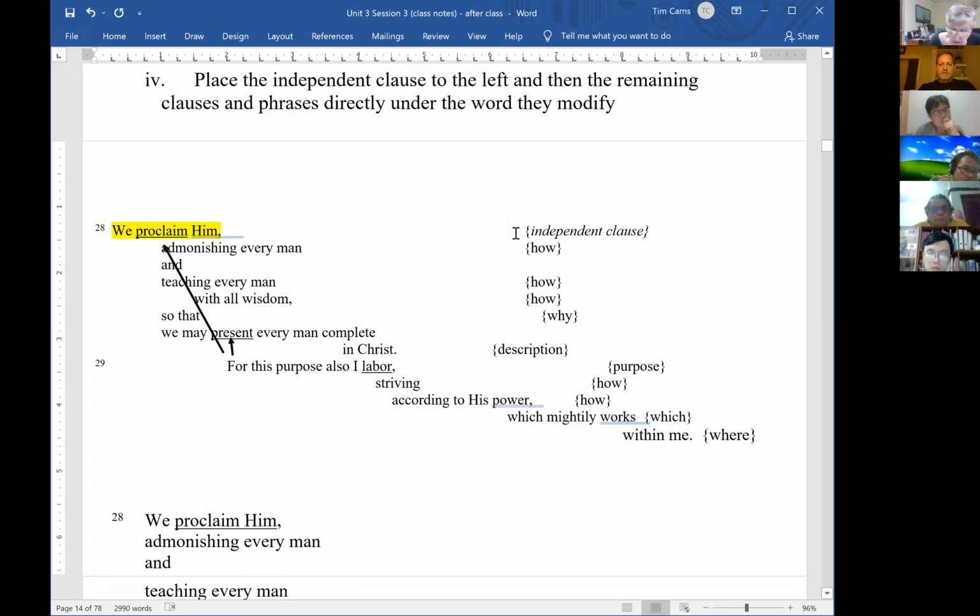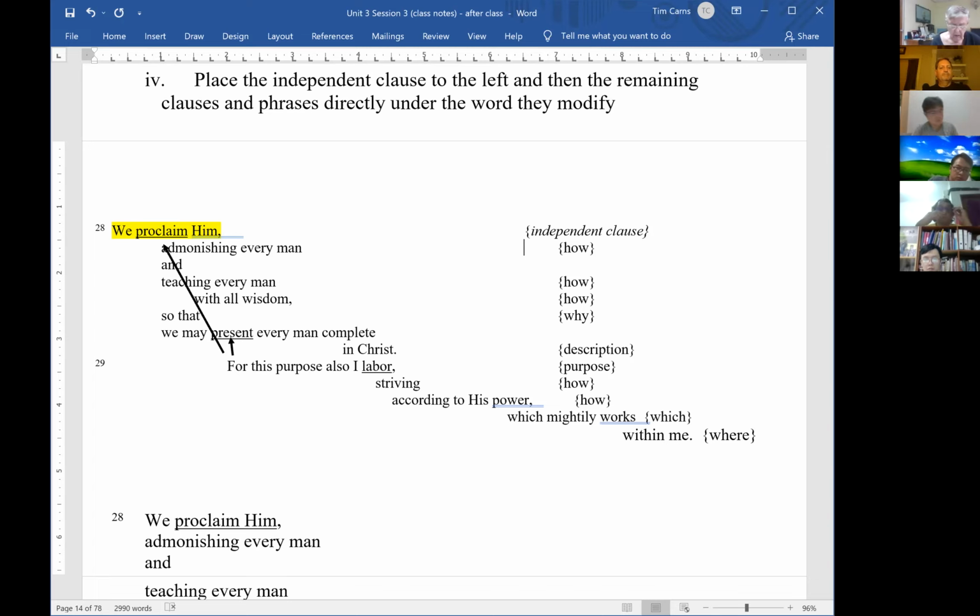Pastor Tim. Yes. Okay. This is for this purpose I labored. Does the word also indicate that this is a second reason why we proclaim? Yes, and that's a really good observation. That would be a good reason to consider it goes with proclaim. So that could be a good case that you could make for saying, I think it goes with proclaim because he adds that word also.